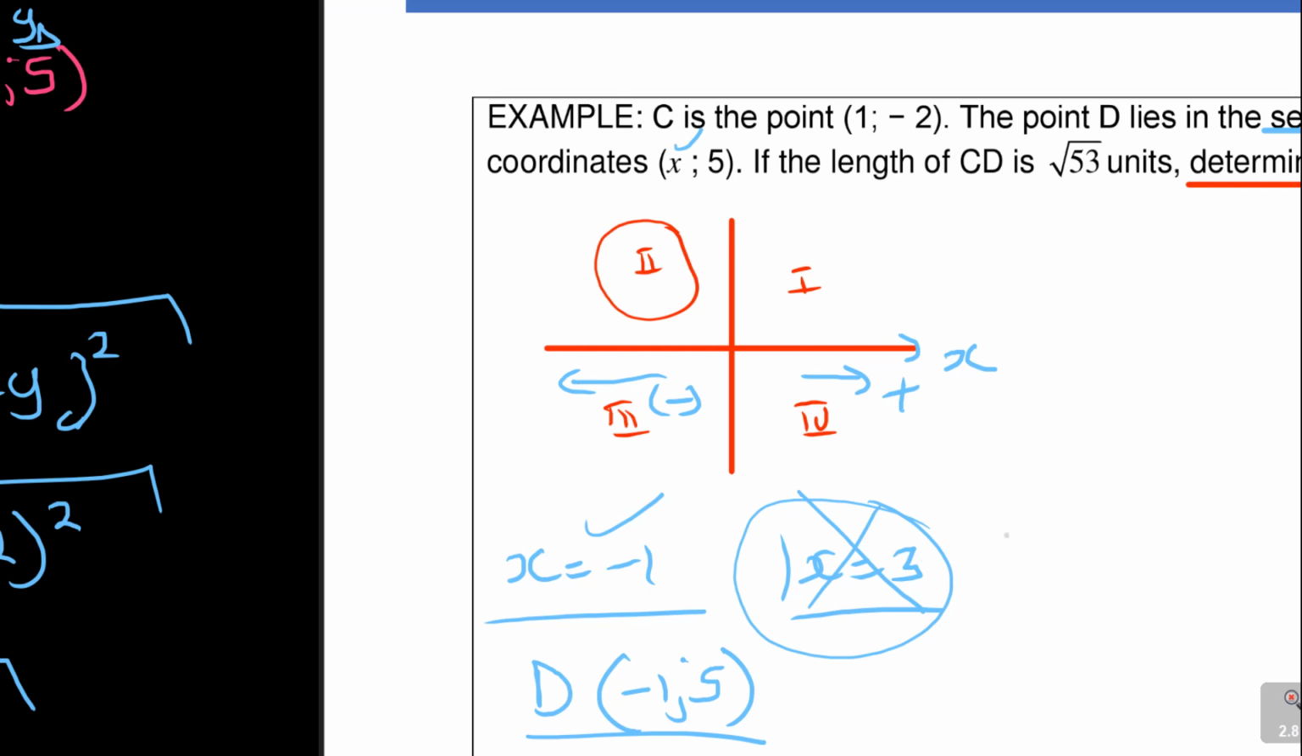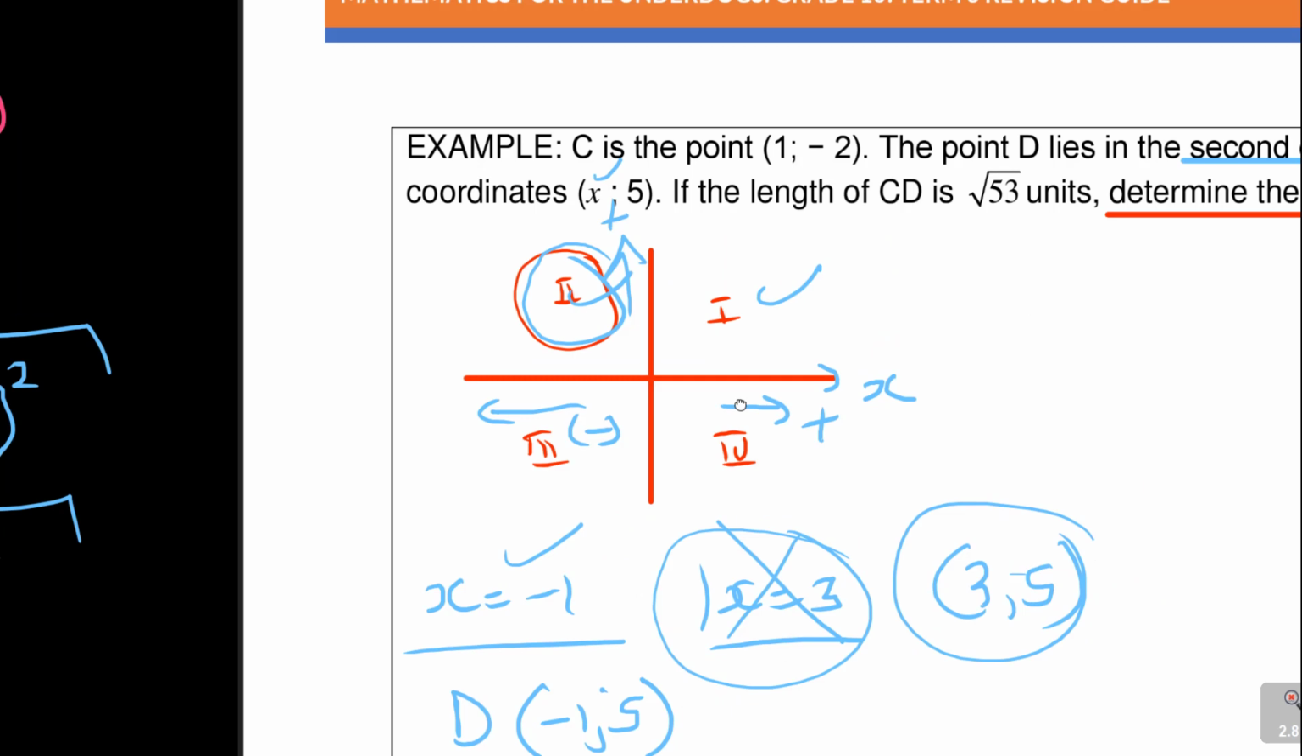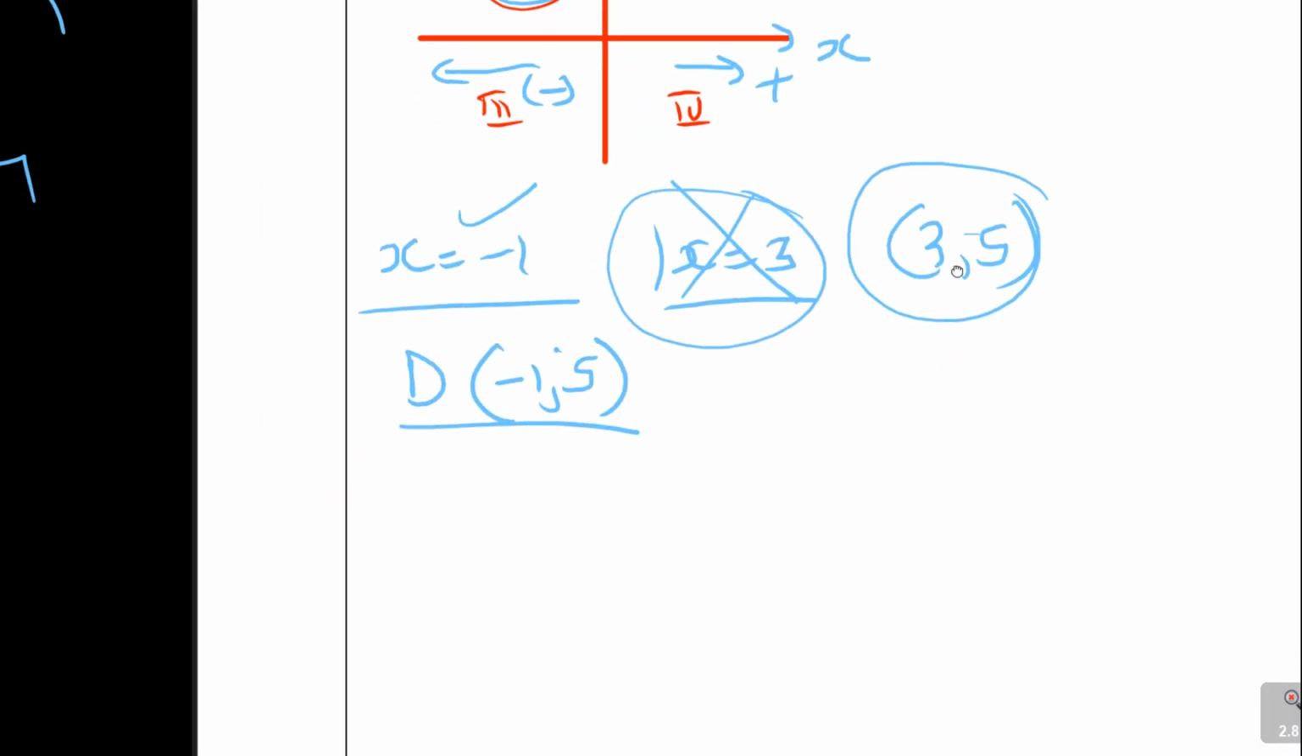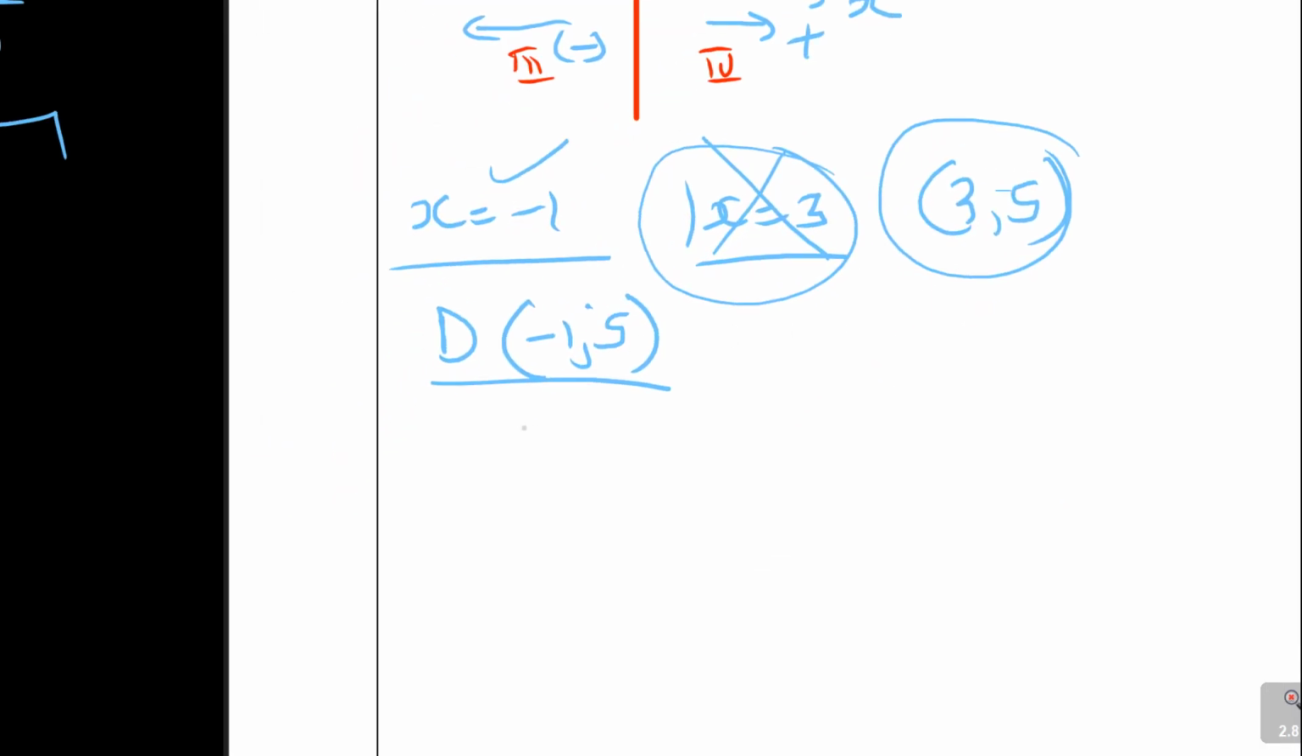We cannot say D can be 3 and 5. No. It can't be because it's not in the what? 3 and 5 is in the first quadrant because all are positive. But D must be x negative, y positive. This is positive. It can only be in the second quadrant, as you can see. Alright, so that's the answer there. So the value of x is equal to negative 1.